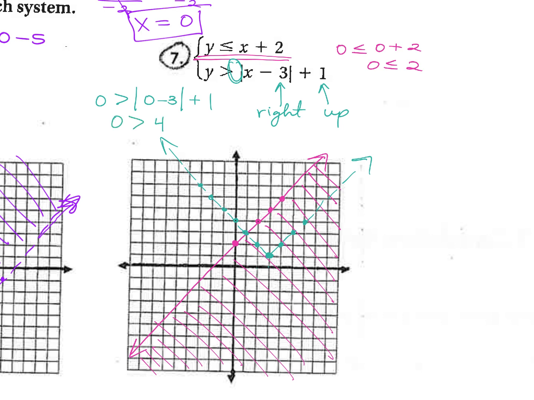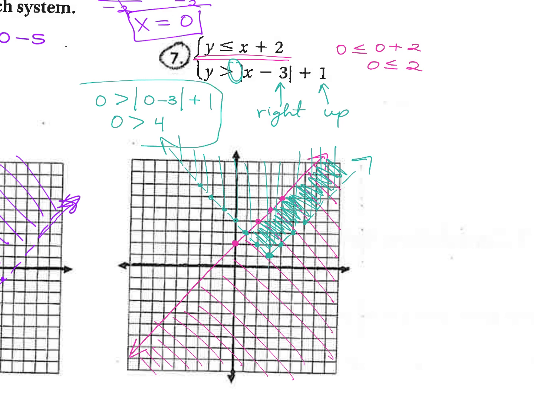So this is saying 0 is greater than 4. True statement? 0 is not greater than 4. So you want to shade away from the 0, 0, which means you're going to shade inside the V like this, which means your answer is the overlap, which is this little rectangle guy, an infinite rectangle that is, just like that.